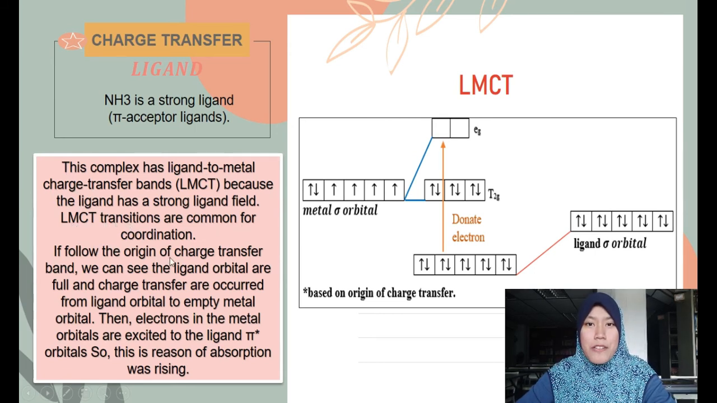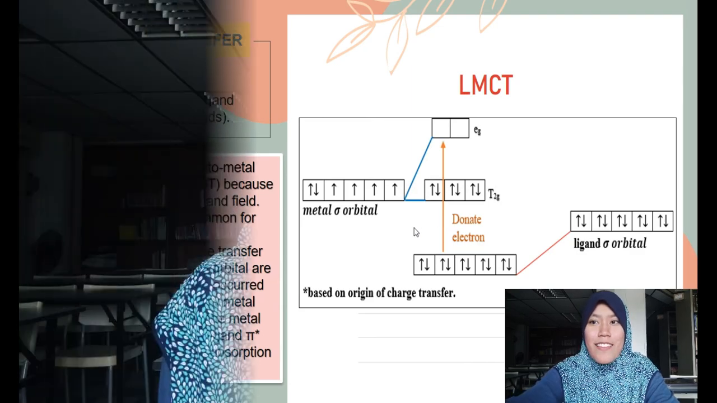If we follow the origin of charge transfer like in this diagram, we can see that the ligand orbitals are full. So the charge transfer occurs from the ligand orbital to the empty metal orbital. Then the electron in the metal orbital is excited to the ligand pi orbital. This is why absorption is rising.